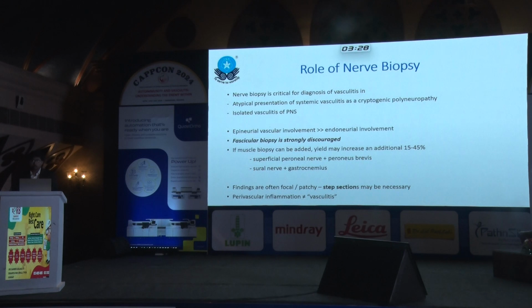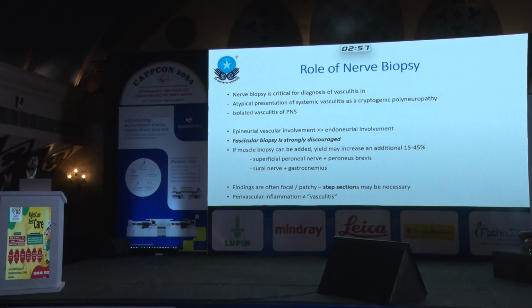Now coming to the role of nerve biopsy. Nerve biopsy is critical for diagnosis of vasculitis when there is isolated vasculitis of PNS or a systemic vasculitis presents atypically as a cryptogenic polyneuropathy. Epineural vessels are involved much more frequently than the endoneurial vessels, so fascicular biopsy is strongly discouraged, which often misses the epineural pathology. If muscle biopsy can be added together, yield may increase by an additional 15 to 45% of patients. Findings are often focal or patchy, so step sections may be necessary.